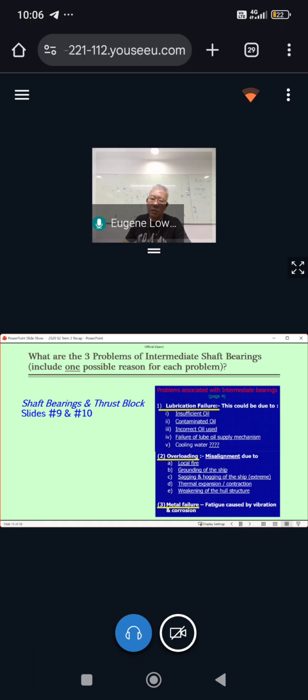Three problems. Each one of them has all the reasons for you to choose. Okay. Next, what is a stern tube? We've done that quite recently also, right? What is a stern tube? And the other part is the 5 advantages of oil lubricated stern tubes. And that usually means the 5 advantages of oil lubricated stern tubes over water lubricated stern tubes.